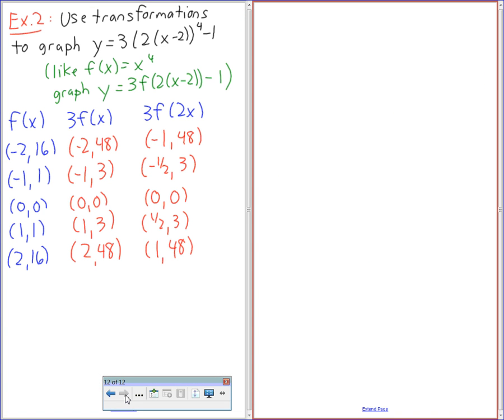Next one is going to be 3f of 2x minus 2. So that's going to be adding 2 to your x values. So it's going to be 1 comma 48, 3 over 2.